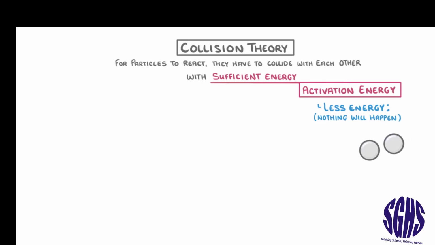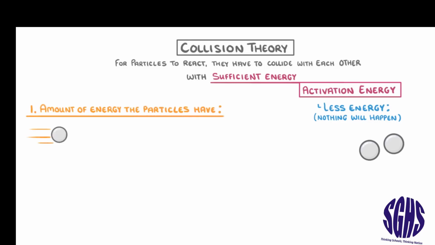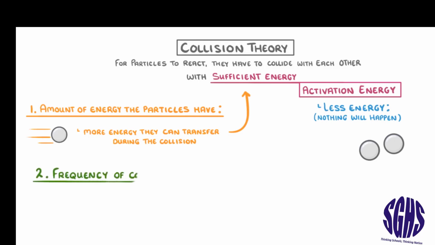So if we were to think about an entire reaction, which will involve tons of particles, then the rate at any particular point is going to depend on two main things. The most obvious is the amount of energy that the particles have. The more energy they have, the more energy they can transfer during the collision, and so the more likely they are to surpass that minimum activation energy. The other important thing is the frequency of the collisions, which just means how often the particles collide with each other.